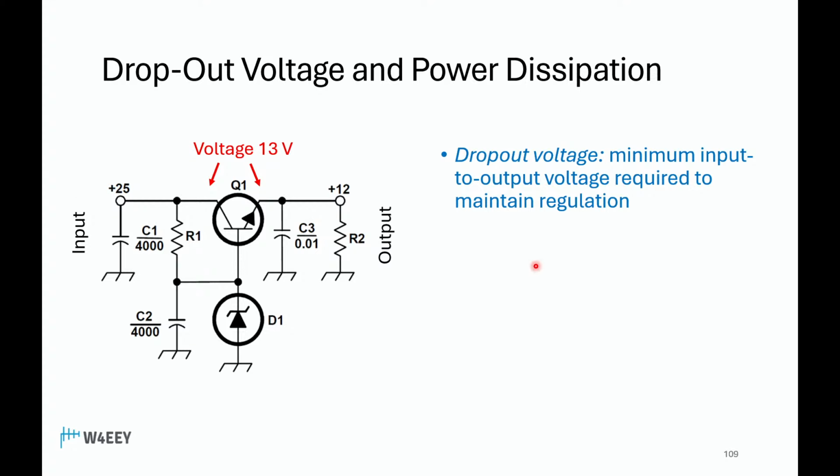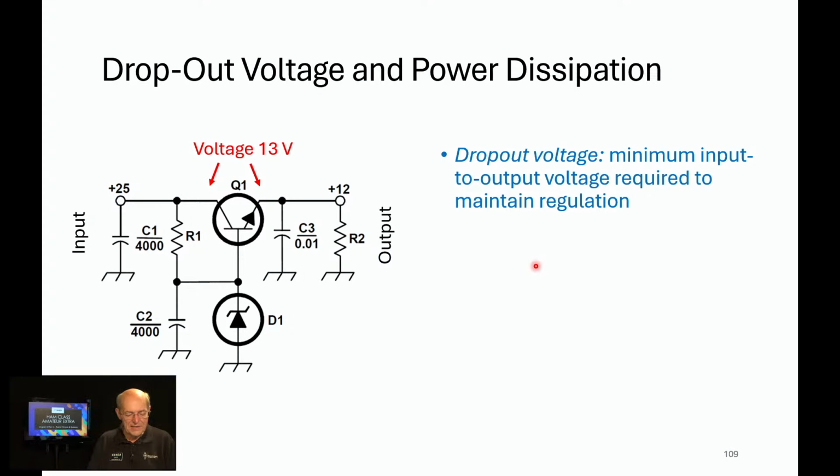Now, this one has been very confusing to people in the past, so I'm going to walk through it. We've got the input over here, the output over here. Now, notice the difference. We've got 25 volts, we've got 12 volts. The difference is 13 volts, okay? So there's going to be 13 volts dropped across the transistor.